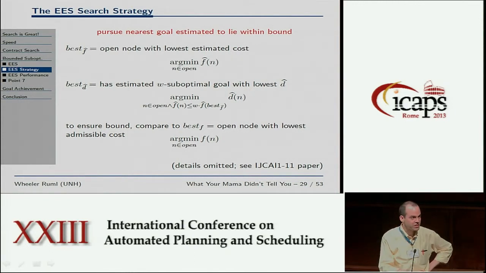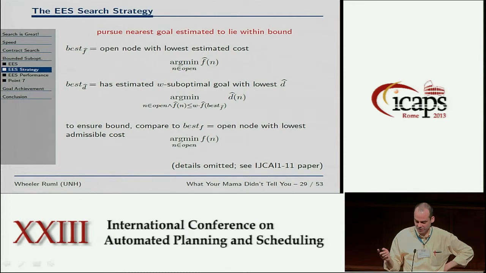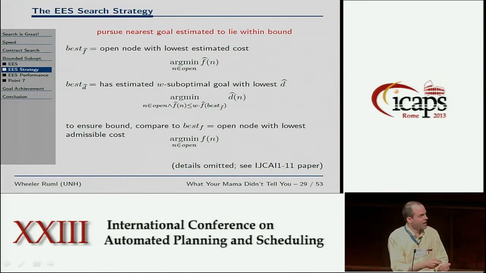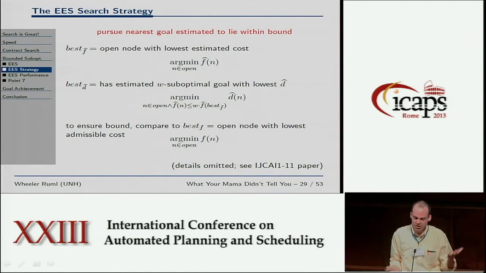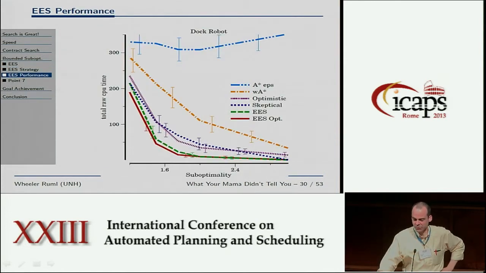I'm not going to go into the details here. You can check out the paper or talk to me, but we use that to enforce the bound. But the basic search strategy is based on D and F hat. Okay, so how does this work? In practice, well, it actually works really well.